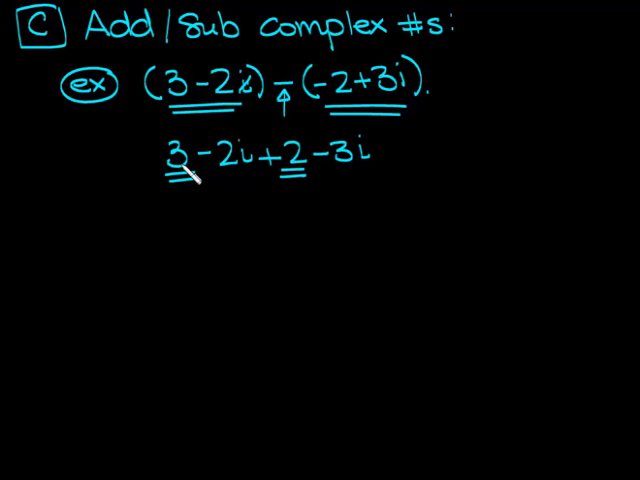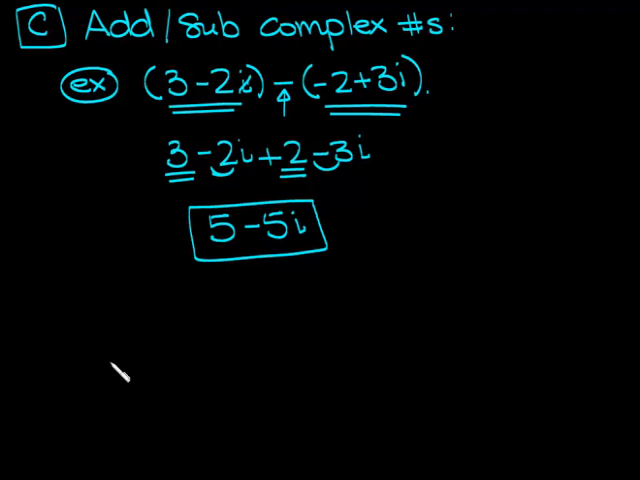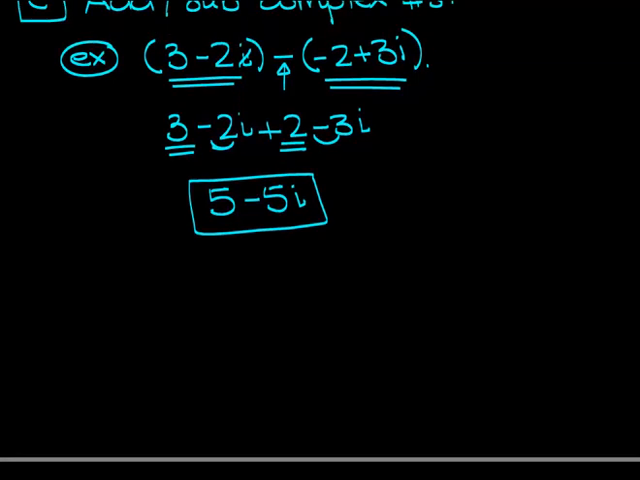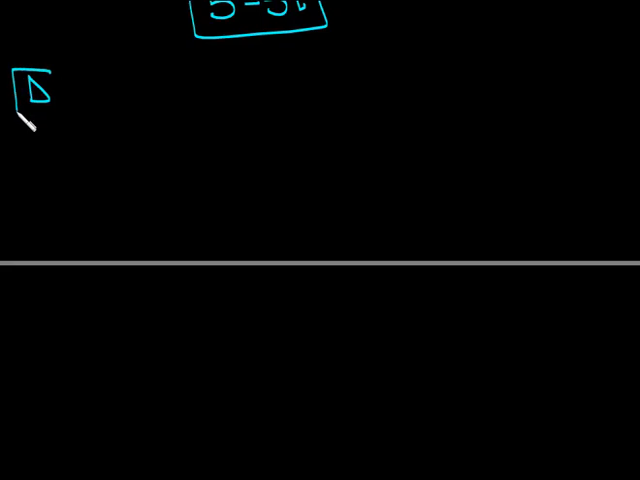So we get 3 plus 2 is 5. And then we collect the terms that have an i in them, so you add the coefficients in front. Negative 2 minus 3 is negative 5i. And that's it. There's really no magic to this. You just treat them as polynomials and add the like terms. Okay, the next thing we're going to do is multiply complex numbers.